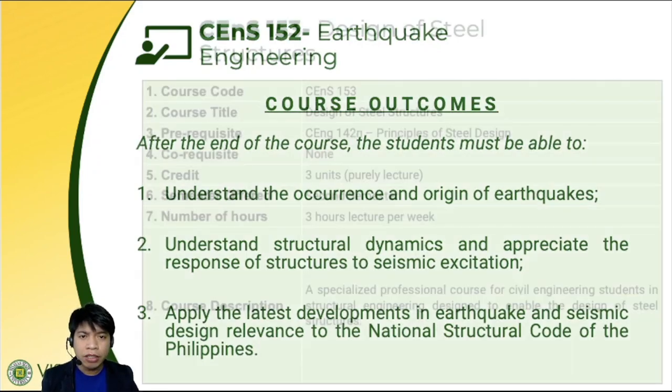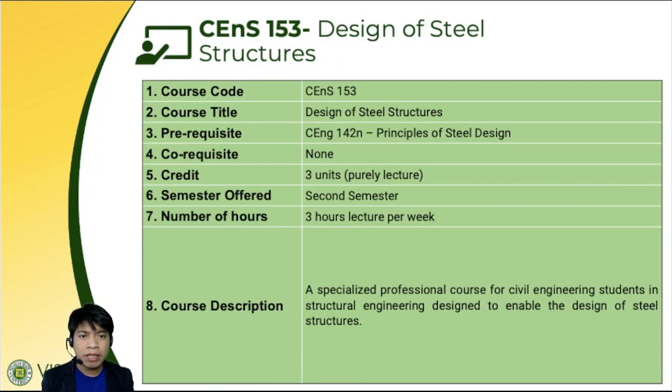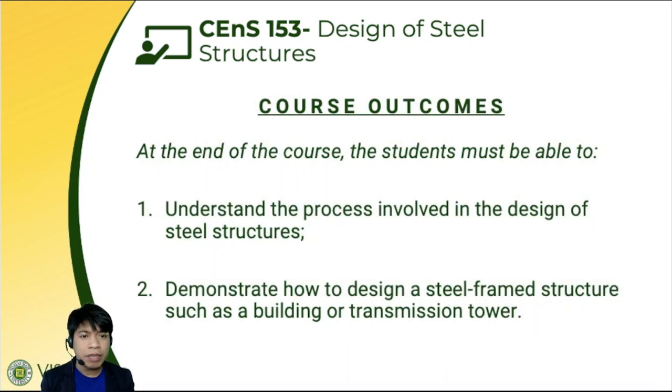Another course is Design of Steel Structures, CNS 153. The prerequisite is CN 142N, Principles of Steel Design. The credit is 3 units. This is offered in the second semester of the school year, at 3 hours per week. It is a professional course designed to enable the design of steel structures. At the end of the course, students must be able to understand the process involved in the design of steel structures and demonstrate how to design steel frame structures such as a building or transmission tower.